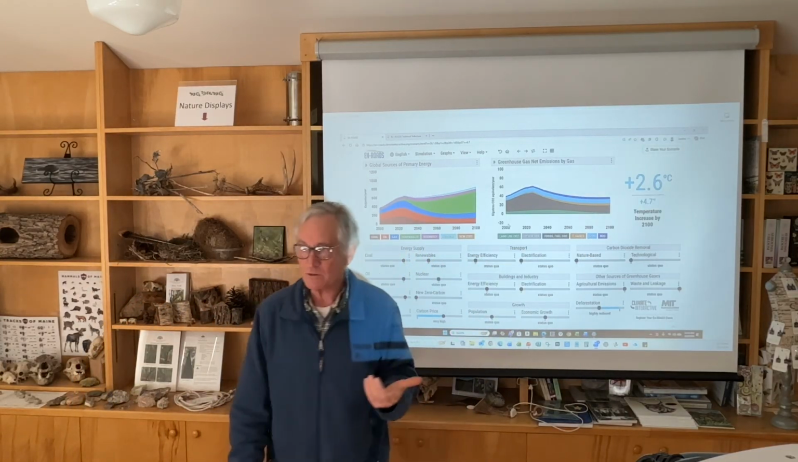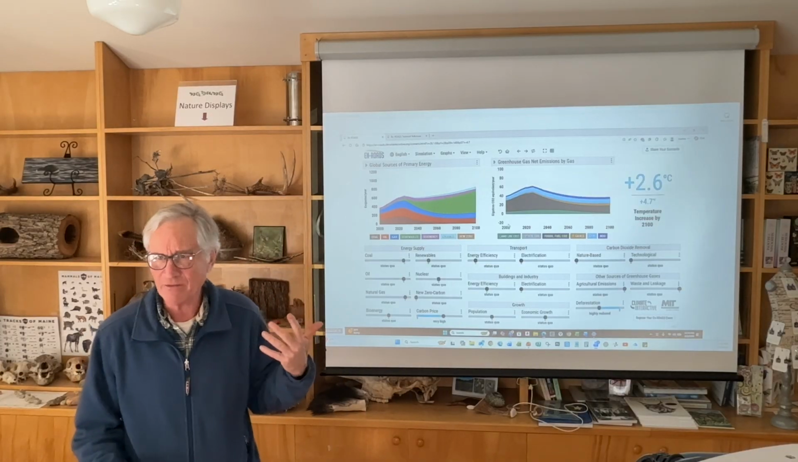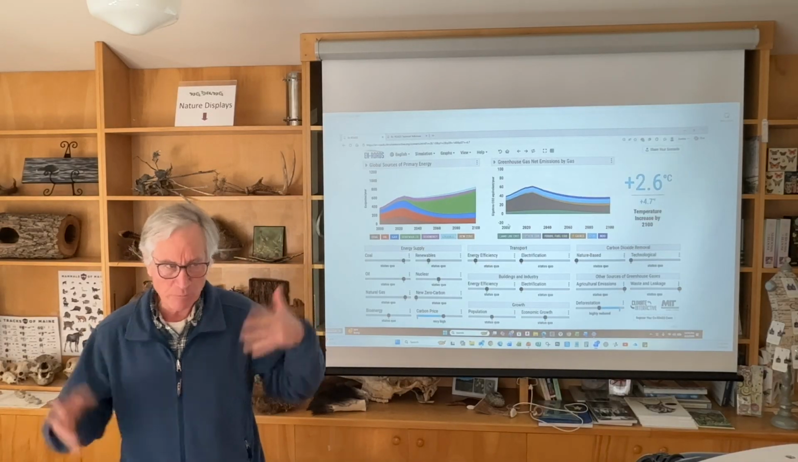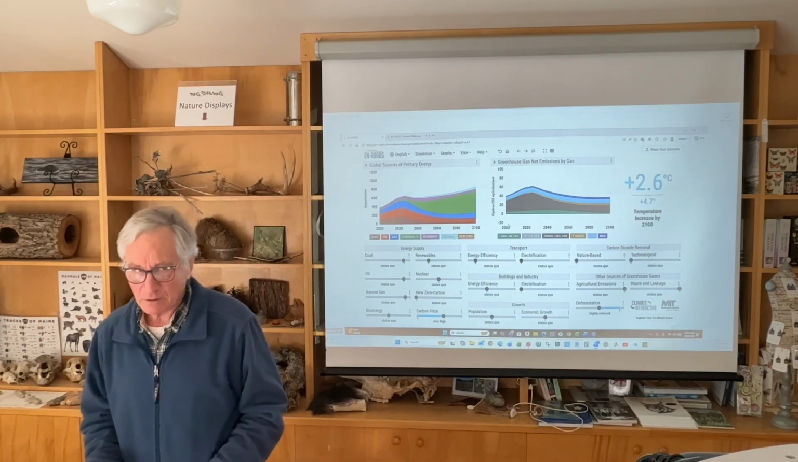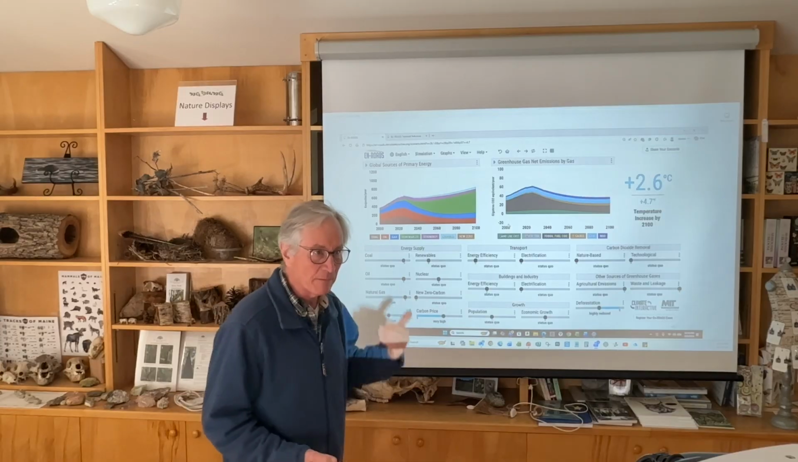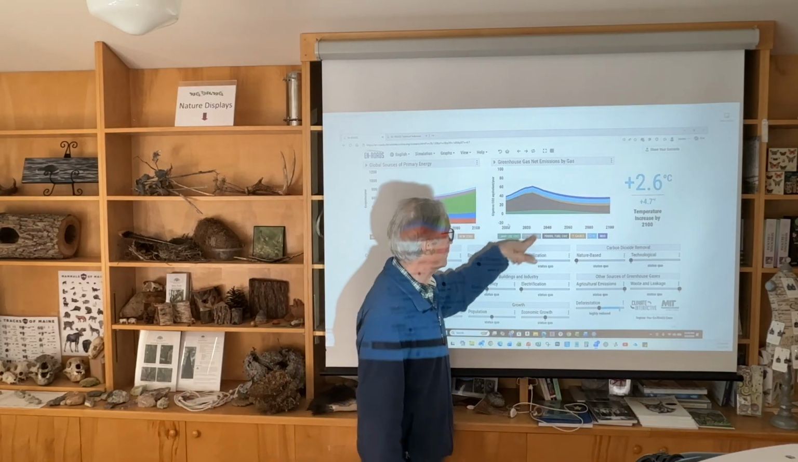Fossil fuels are a big source of methane because of leakage from natural gas wells. They're something like 30% of the methane that we put out is from leakage, and the rest is from agriculture. But the amount of methane that comes from fossil fuel is significant, and they don't separate those here.